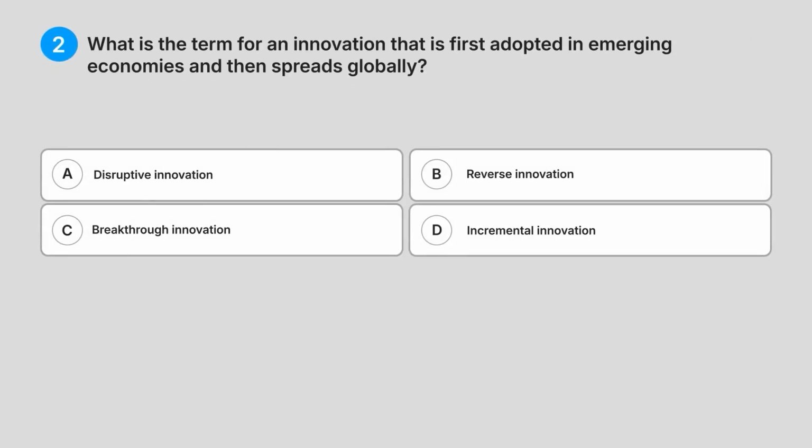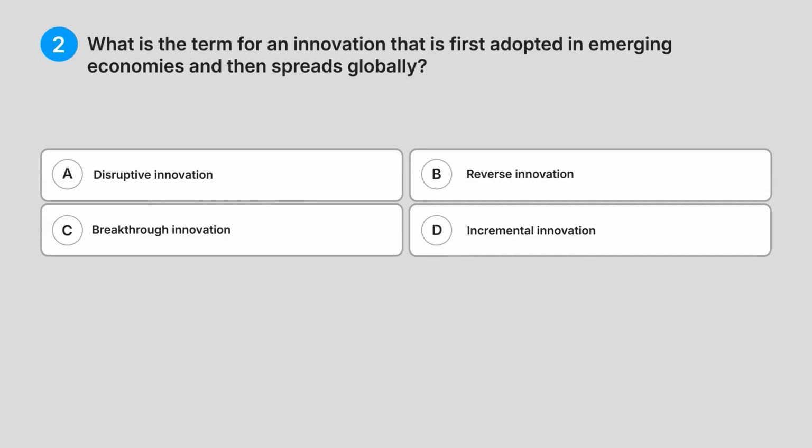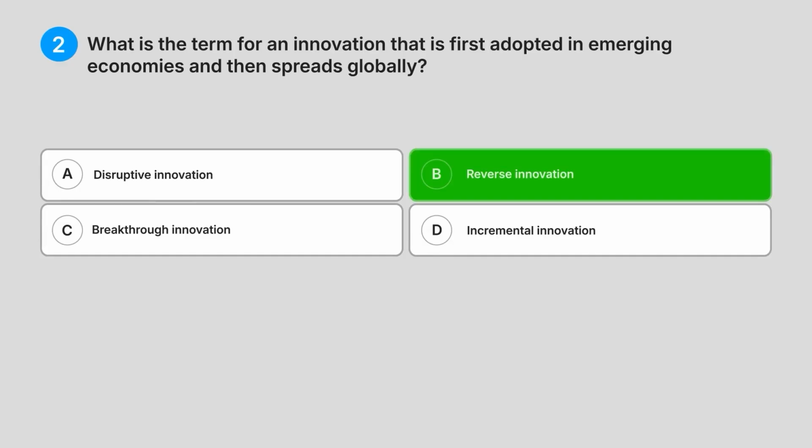2. What is the term for an innovation that is first adopted in emerging economies and then spreads globally? A. Disruptive innovation. B. Reverse innovation. C. Breakthrough innovation. D. Incremental innovation. Can you guess the answer? Correct answer, B. Reverse innovation.